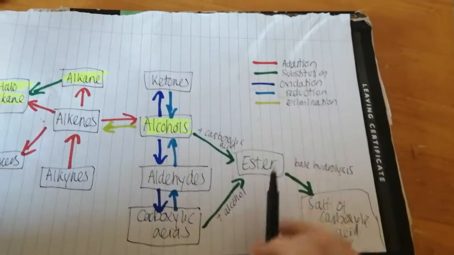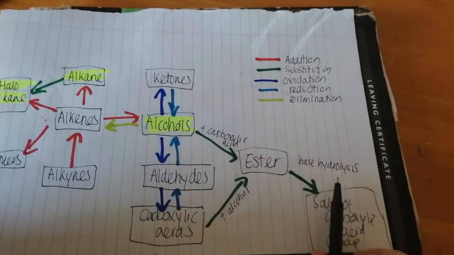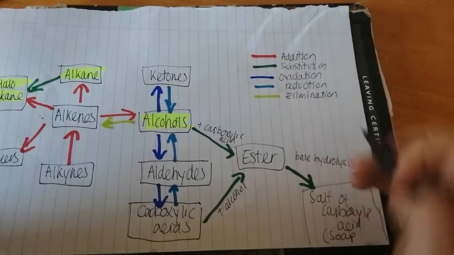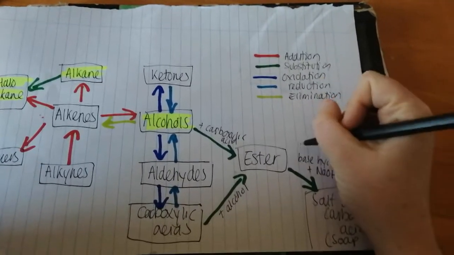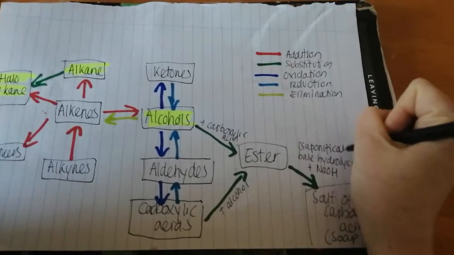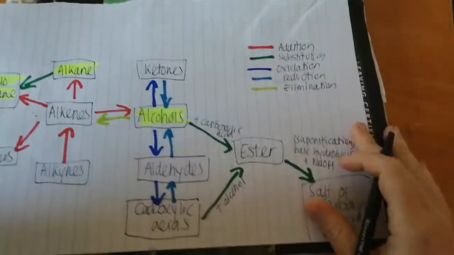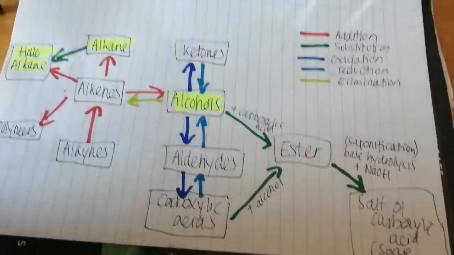So basically you're reacting your ester with a base like sodium hydroxide. Because you're making soap, this sometimes has the special name of saponification. Okay, so that's your substitution reactions there.